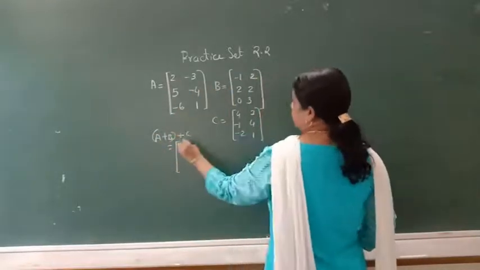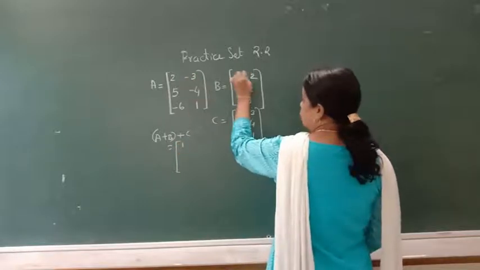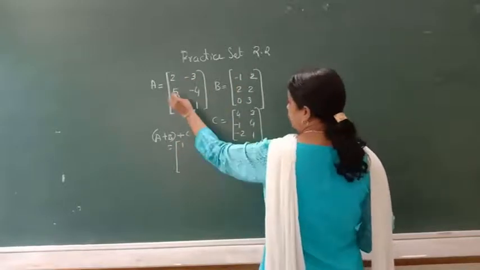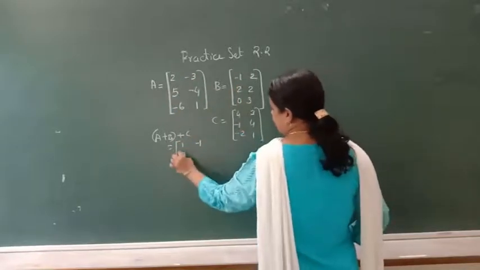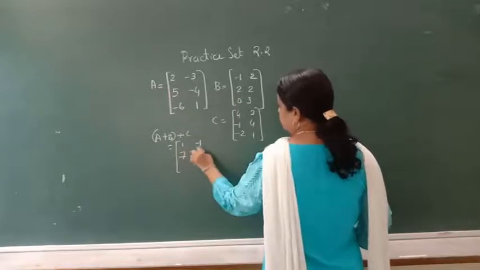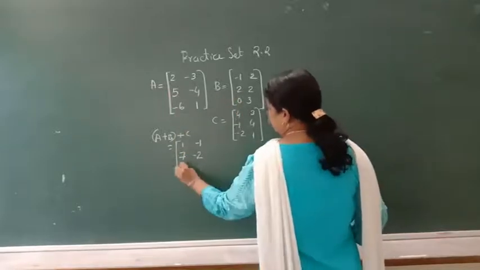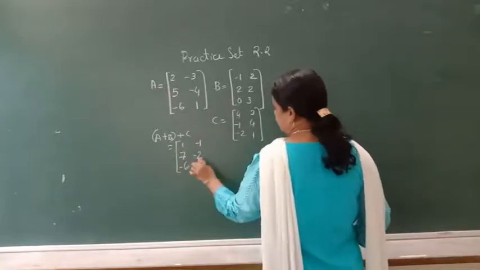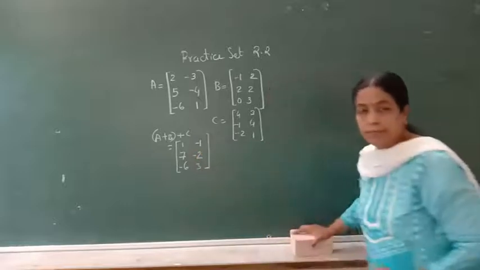2 plus minus 1 is 1. Minus 3 plus 2 is minus 1. 5 plus 2, 7. Minus 4 plus 2, minus 2. Minus 6 plus 0, minus 6. 1 plus 1 is 2. So A plus B is done.